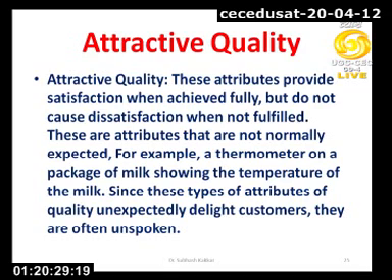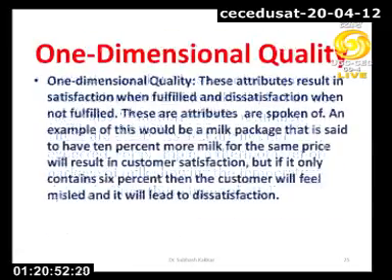For example, a thermometer on a package of milk showing the temperature of the milk is not required by the customer. Since these types of attributes of quality unexpectedly delight customers, they are often unspoken, they are not written also. If it is provided, the customer is going to be satisfied. If it is not provided, it does not mean that the customer will get dissatisfied.